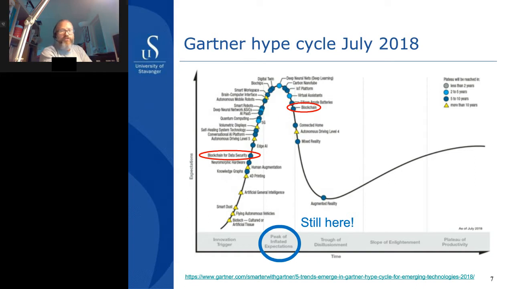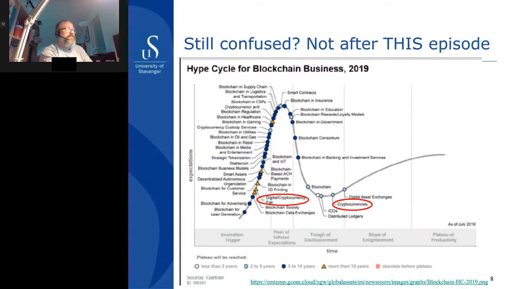You have suddenly blockchain for data security, and the blockchain is again entering the trough of disillusionment, whereas you have this exciting concept of quantum computing also on the rise. And it keeps getting confused. Now, if we look at this rising slope, there you have digital cryptocurrencies, fiat, so to speak, state-sponsored cryptocurrencies, whereas cryptocurrencies in general are still in the trough of disillusionment.